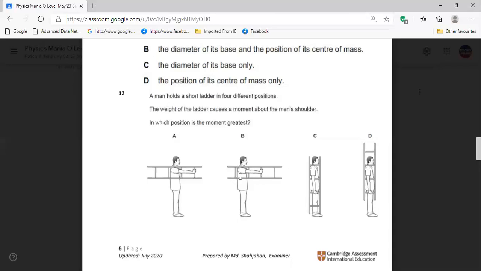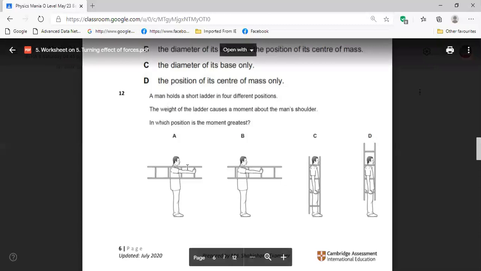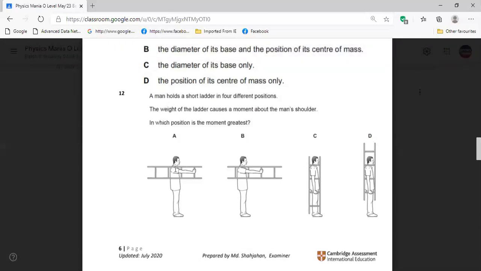So if you calculate, you'll see the turning effect, the moment, is most in C. And in this one, this part is almost balanced, right side and left side, and also in A it is balanced. So we are getting the greatest turning effect here in C. Okay.